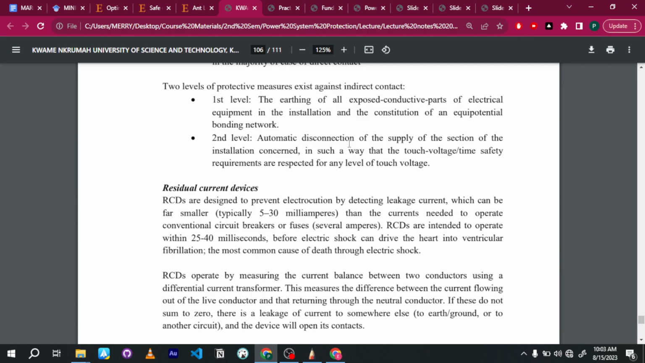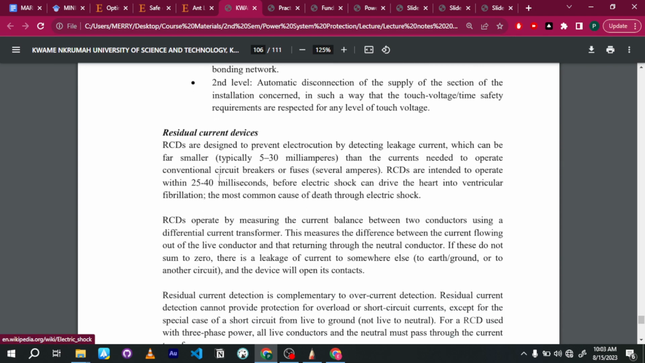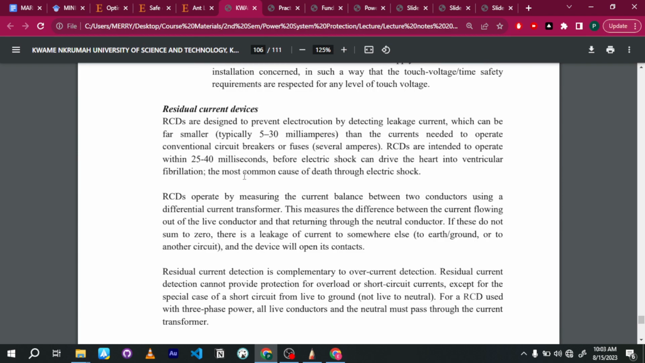So that at any time anything breaks the circuit, you will trip it. You understand? RCDs detect leakage current, operating within 25. It measures the current balance between two conductors using a differential current transformer.